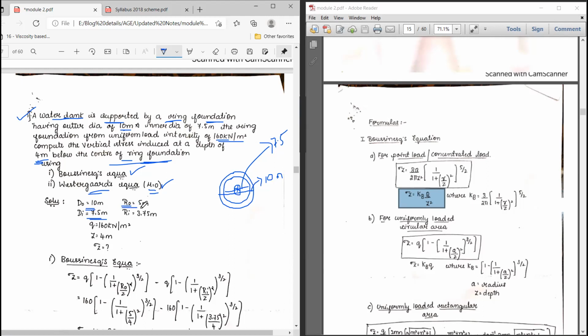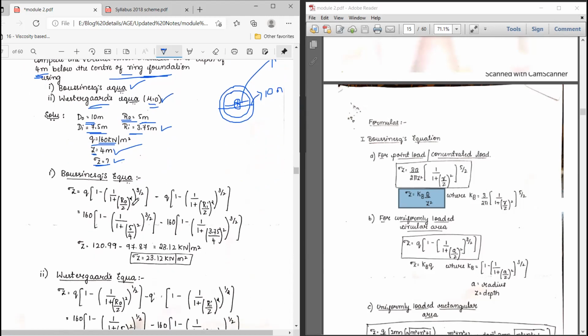Therefore, the outer radius is 5 meter for the outer circle, and for the inner circle, radius is half of 7.5, that is equal to 3.75. Then intensity of the loading is how much? Q value 160 kilonewton per meter square, and you need to calculate stress at a depth of 4 meter. This is the stress we need to calculate.